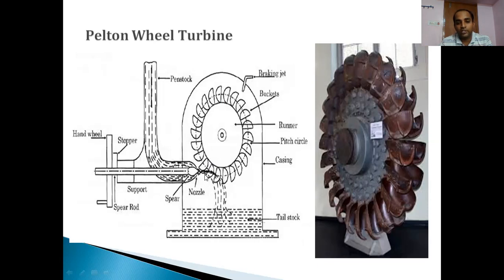So water after striking the buckets causes the buckets to move, and then the remaining water is discharged in the tail race. Okay, and it can be used for other applications. This is regarding the Pelton turbine.